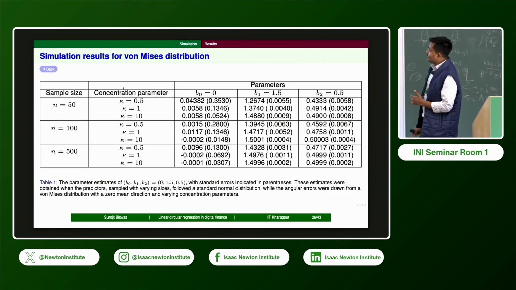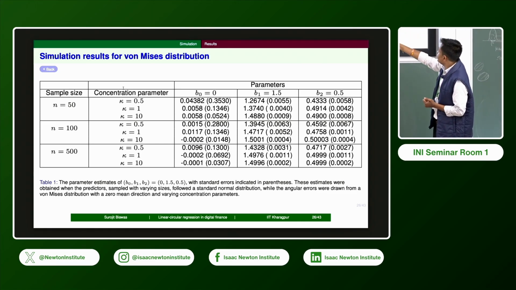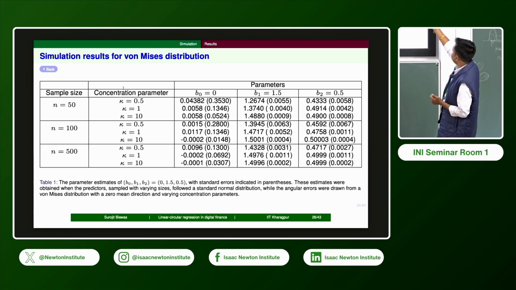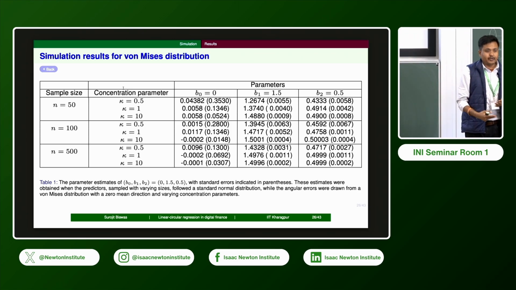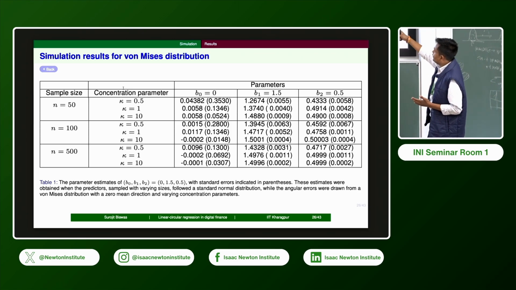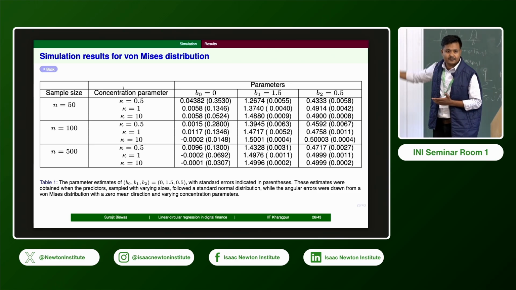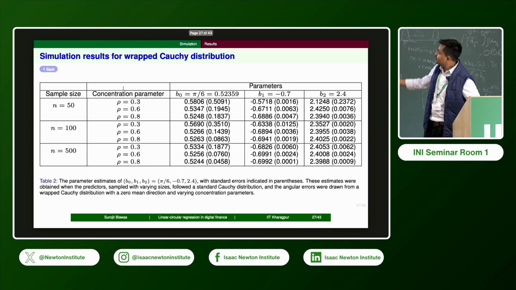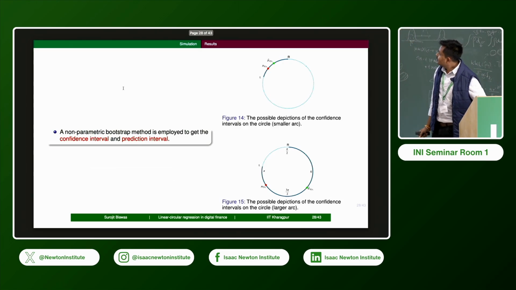This is the table for that. If you see, as the sample size increases and kappa increases, the estimates of beta, b1, b2, and b0 are getting much better than the previous ones, and the standard error is also getting smaller. This table is for the von Mises distribution, and this is the same thing for the wrapped Cauchy distribution. Again, the same trend can be seen.